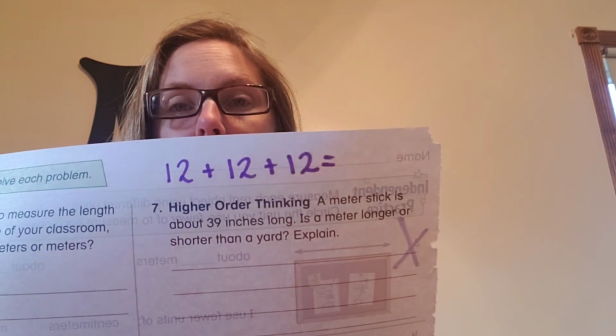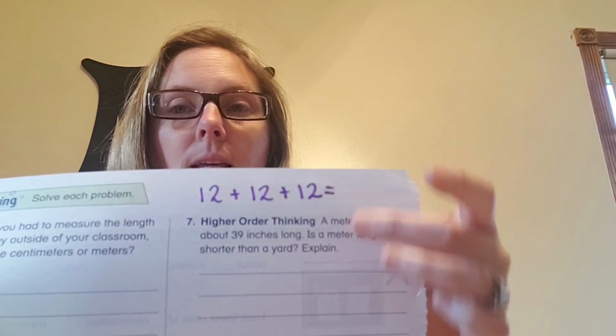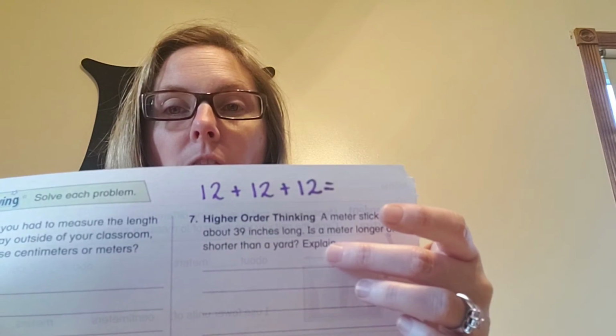And we will look at number 7, higher order thinking. A meter stick is about 39 inches long. Is a meter longer or shorter than a yard? Okay, so if a meter stick is 39 inches long, we know that a yard is 3 feet, then you have to decide how many inches are in feet, right? So there's 12 inches in 1 foot, and you have 3 of them. So you're going to have 12 plus 12 plus 12. Looks like this, okay? Once you find that, is that more or less than 39?